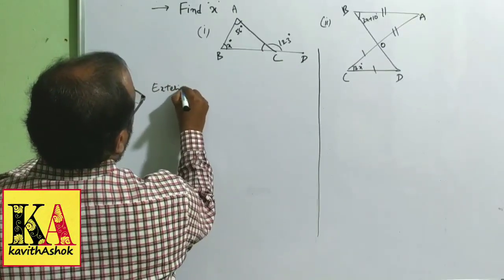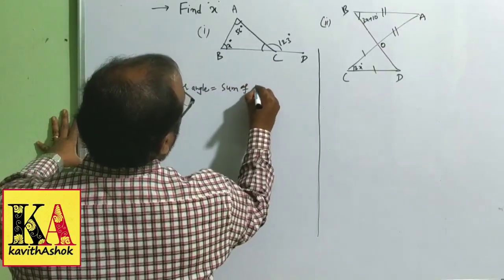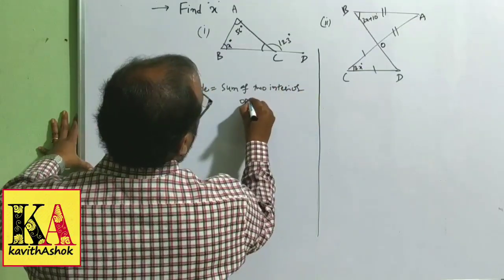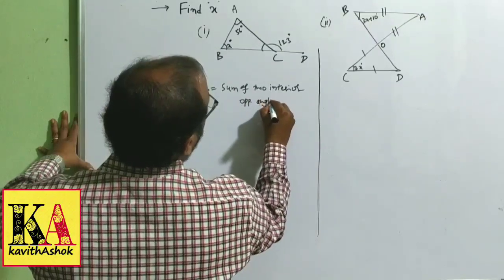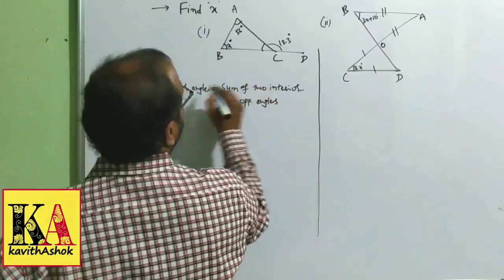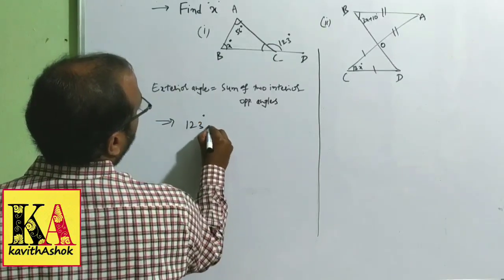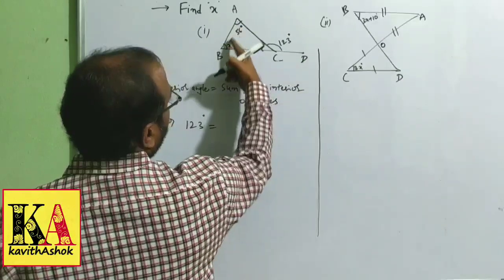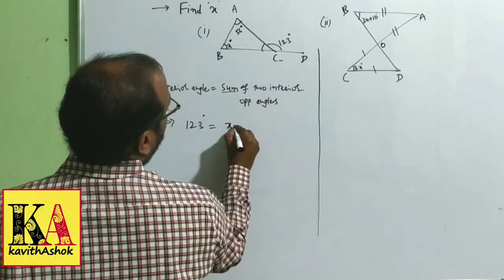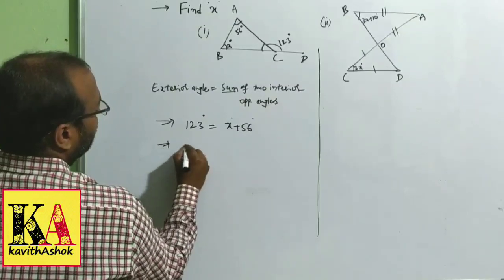Exterior angle is equal to sum of two interior opposite angles. So what is the exterior angle here? This is the exterior angle. So 123 is equal to sum of two interior opposite angles. So this is the adjacent, opposites are these two. So sum. That's why x plus 56. Okay. Now this is equal to 123.